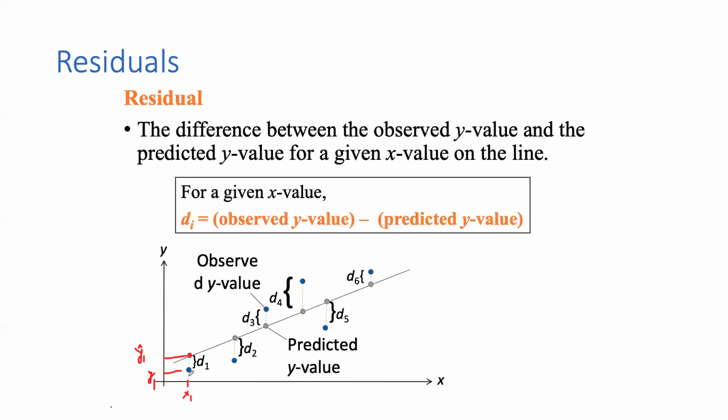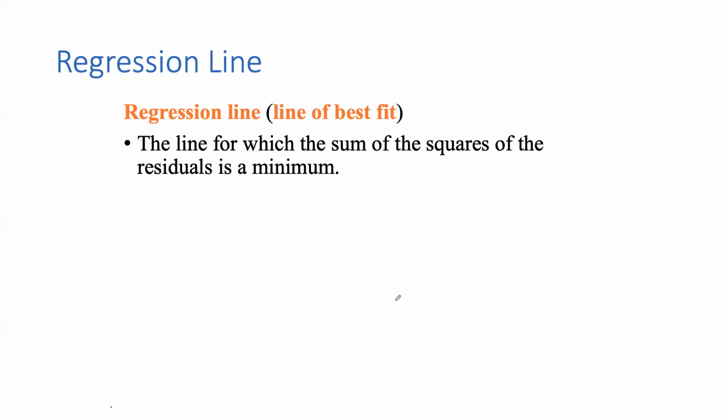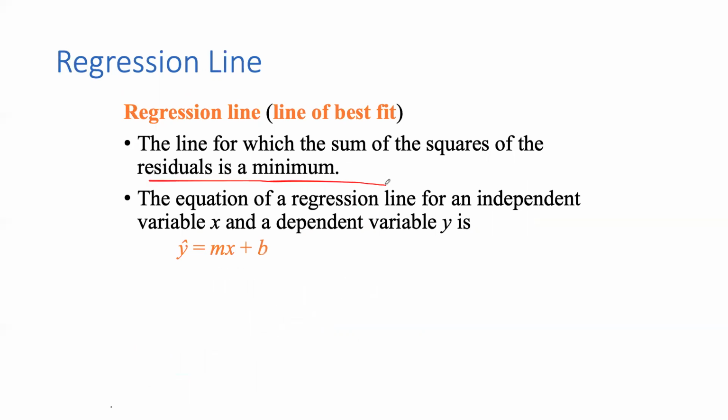What is the line of best fit? The line of best fit is the line which minimizes the residuals that come from the predictions. The difference between the predicted value and the real value is minimized, not just for one value of X, but for all the different values of X. So the regression line is the line for which the sum of the squares of these residuals is at a minimum. That's a crucial element to think about.